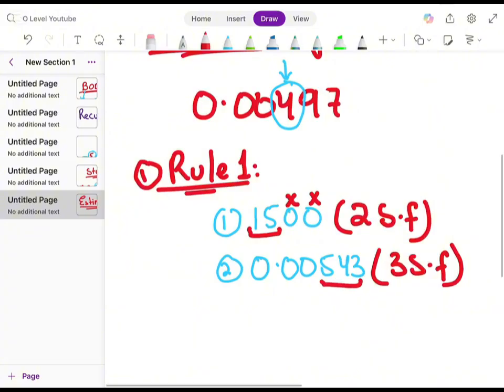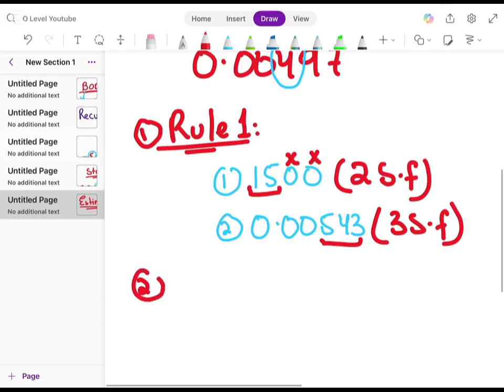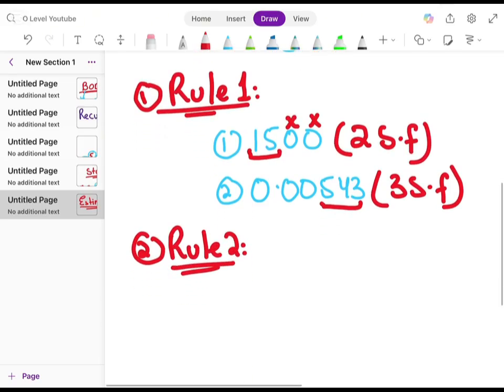Okay, so now rule number 2. What does rule number 2 say? You can see the example. For example, the number is 105. Now you can see the 0 is between two numbers that are non-zero. The 0 is between 1 and 5. So now I will say this is 3 significant figures. A 0 will be counted as a significant figure if it is written between two non-zero numbers.